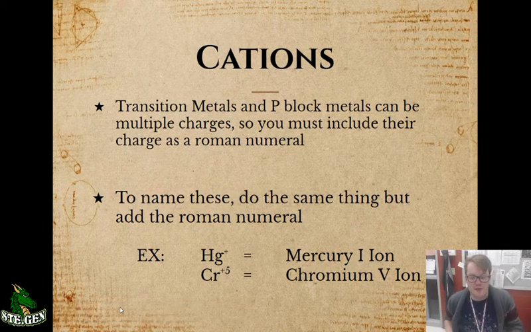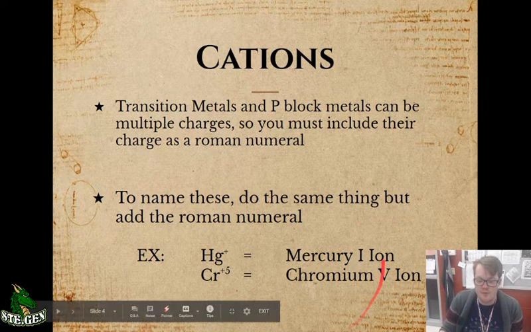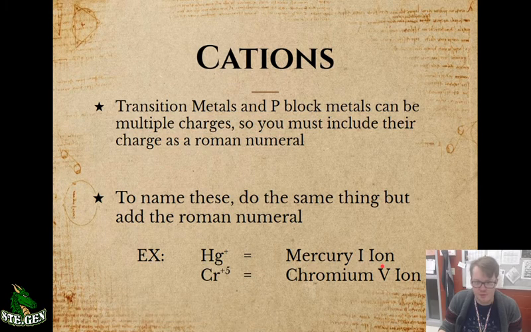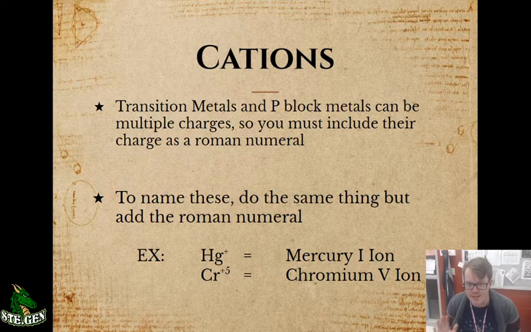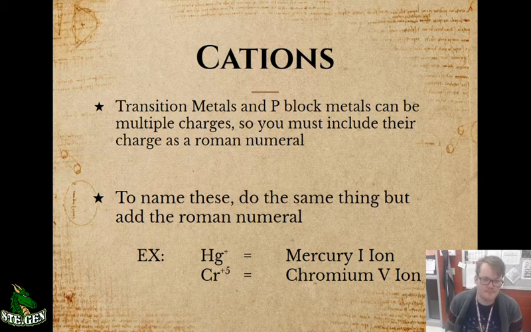Chromium with a +5 charge, we would call that a chromium 5. But again, we use a Roman numeral 5, so it would be chromium V ion. We would say chromium 5 though. You don't say mercury I ion or chromium V ion. You say chromium 5, mercury 1. You're just trying to indicate that the number when you write it is a charge and is not an amount.